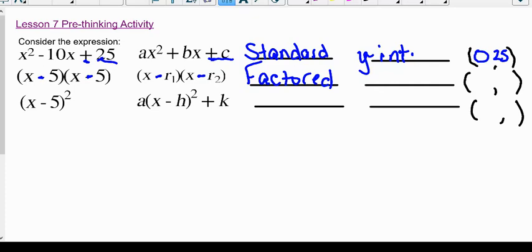Subtraction 5. So I'm going to write down roots. Roots, hopefully you remember, are x-intercepts, and that is when y is 0. And since this is the same number, I can just write one of them. Okay. Over here, the format that we have that's equivalent is in vertex form.